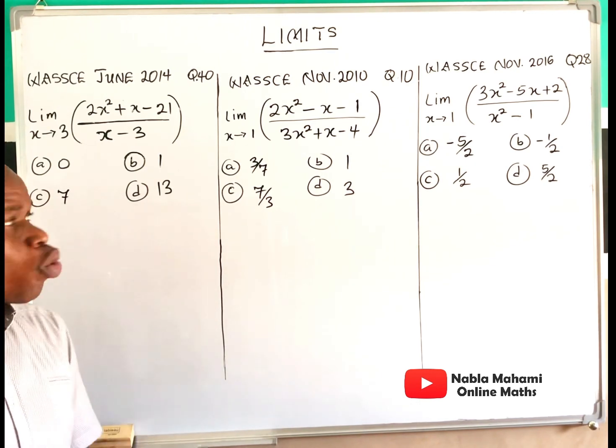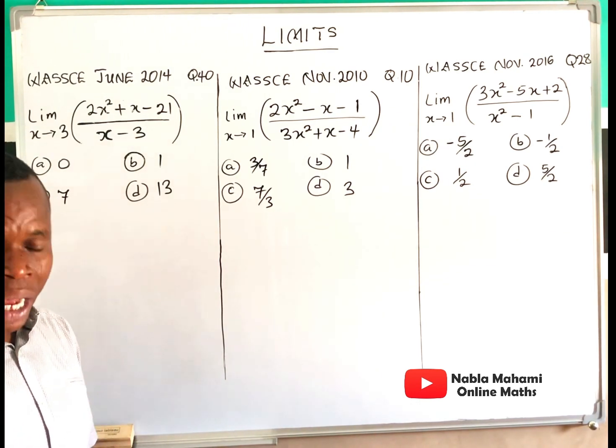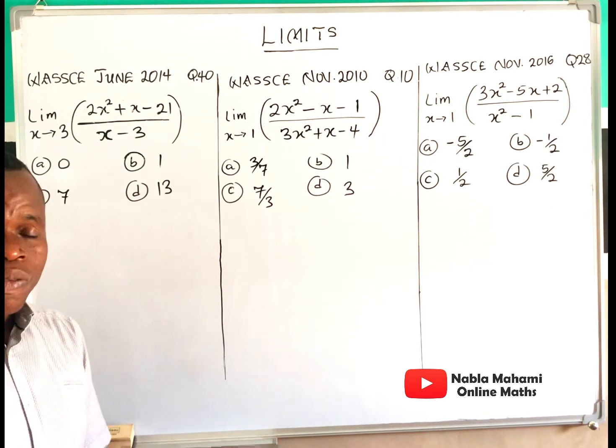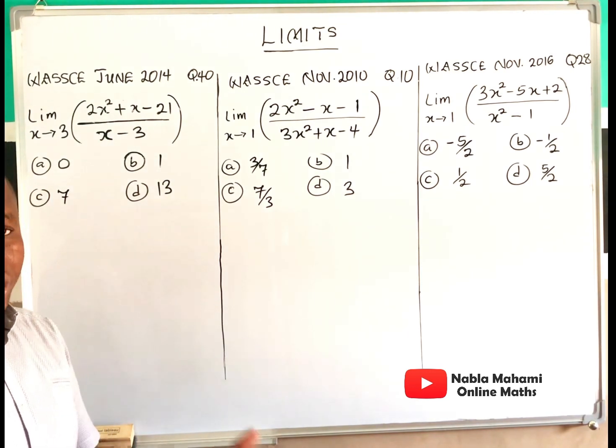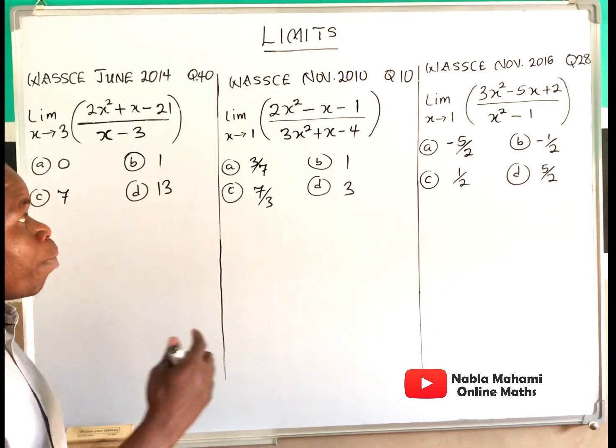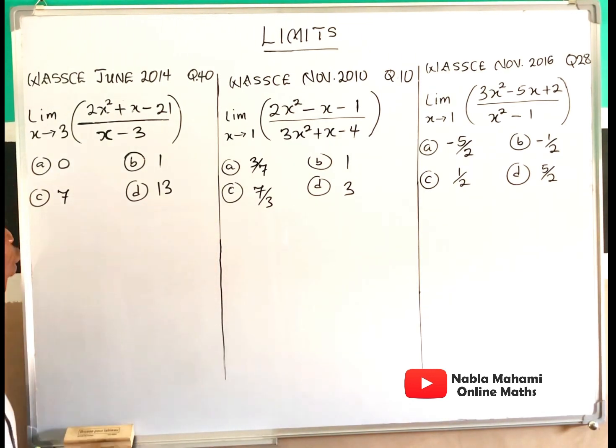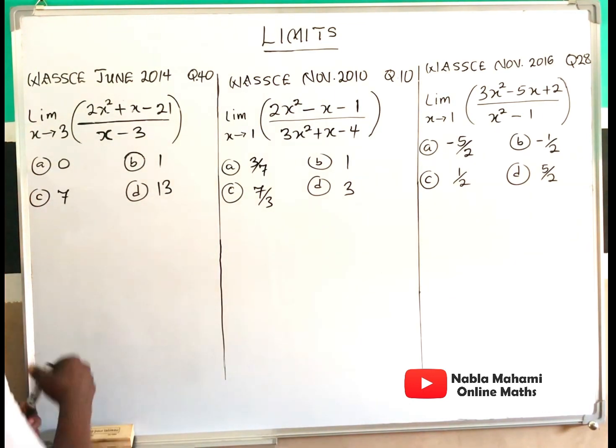You have to also know two concepts here. Anytime you differentiate x, your result will be 1. And anytime you differentiate a constant, the result will be 0. You can go back and revise the basic concepts of differentiation. So let's start with example 1.